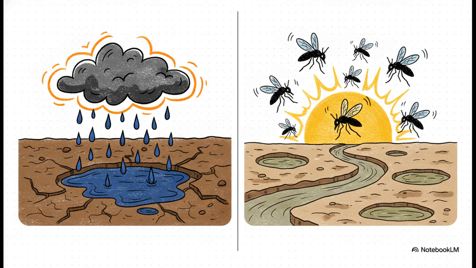In super dry areas, sudden, intense rainfall creates brand new puddles. In wet areas, severe droughts create stagnant pools of water in receding rivers. What do both of those scenarios have in common? They rapidly expand the perfect breeding grounds for mosquitoes, pushing diseases like malaria and dengue fever into entirely new geographical regions where they've never been a problem before.